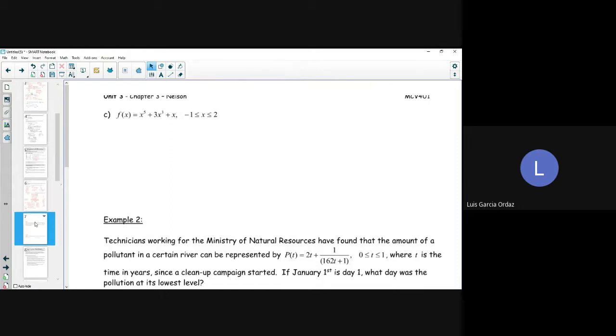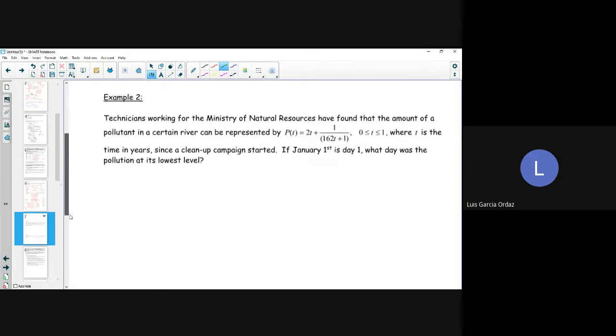Okay, now part C, I'll get you guys to do on your own at home when you have time. We'll move on to the last example, example 2, and then I'll give you the rest of the class to finish up your assignment.